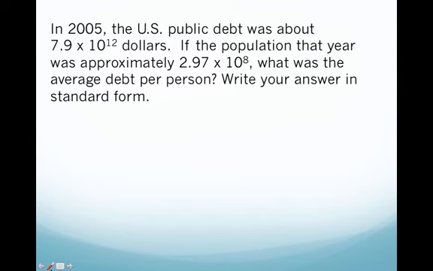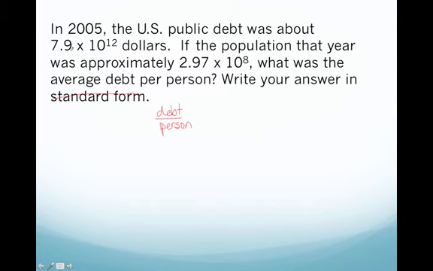Okay, so we've got another scientific notation problem to answer. In 2005, U.S. public debt was about 7.9 times 10 to the 12th dollars. The population is approximately 2.97 times 10 to the 8th. I want to know what the average debt per person is, and actually I'm going to have you write this in scientific notation, not in standard form. So I'm asked to find the debt per person.